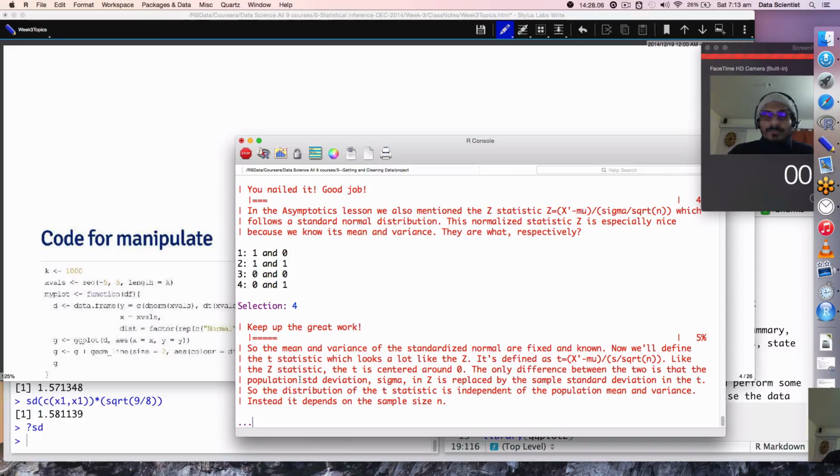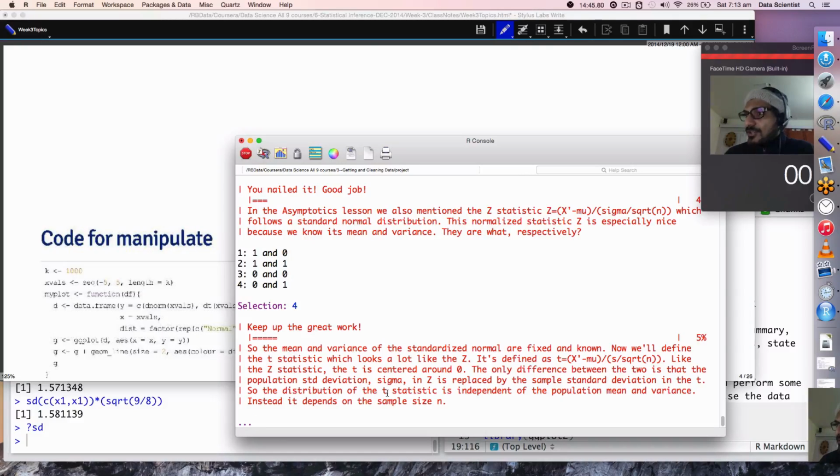Because it is standard normalized, the mean and variance of the standard normal are fixed and known. Now we will define the T statistic, which looks a lot like the Z. The only difference between the two is that the population standard deviation sigma in Z is replaced by the sample standard deviation S in T.